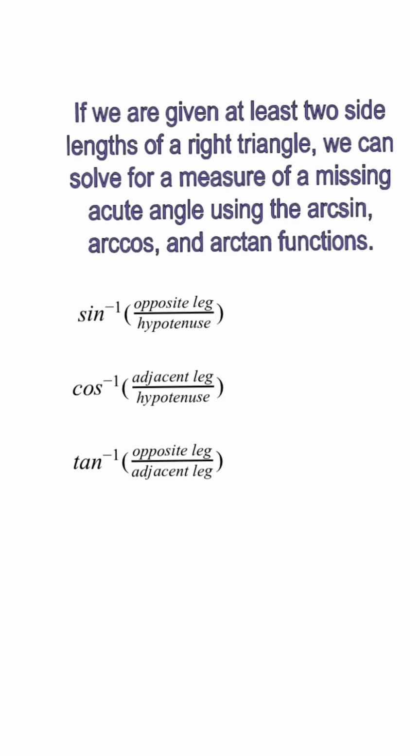So far you've learned how to solve for a missing side length of a right triangle when given an acute angle and the numeric value of one side. But if we're given at least two side lengths of a right triangle, we could solve for a measure of a missing acute angle using the arcsin, arccosine, and arctangent functions. These functions are also referred to as the inverse trigonometric functions, or the inverse sine, inverse cosine, and inverse tangent functions.